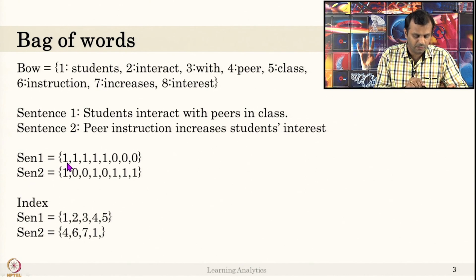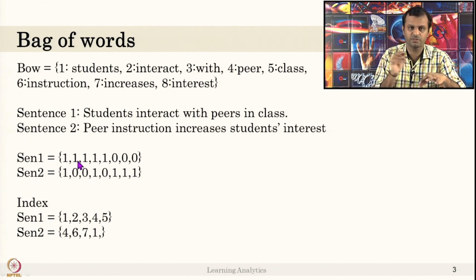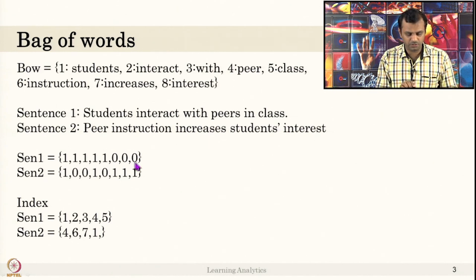So, 1. The second word is interact. Does interact exist in sentence 1? Yes, it exists. If it exists, mark it as 1. If it does not exist, mark it as 0. Does with exist in sentence 1? Yes, it exists. Third one. Fourth one, peer. Does peer exist in this sentence? Yes, peer exists. Class exists? Yes, class exists. Instruction? No, it does not exist. The sixth word is 0. Increases does not exist. So, my vector of sentence 1 is 1 1 1 1 1 0 0 0.